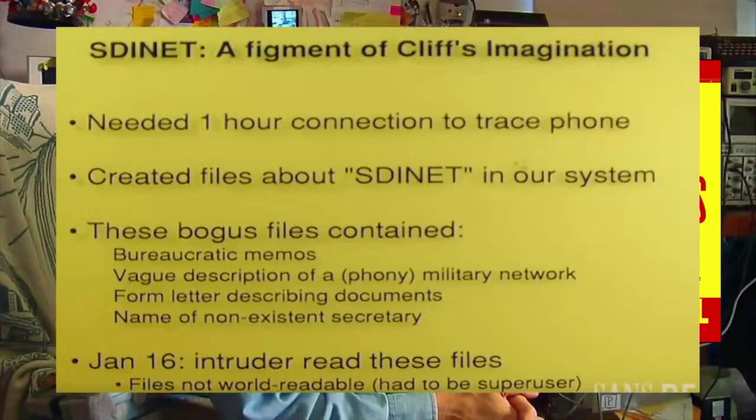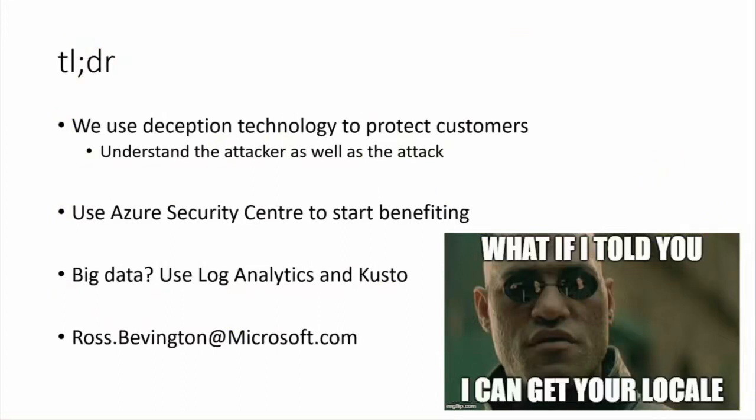If you're interested in more deception stuff, this is Cliff Stoll, and this is his book. And I really recommend that you read it. Cliff was doing this kind of deception stuff years and years and years before it was popular. So it's a really interesting book to read. So I'll leave you with this, to say that Microsoft is using deception technology to protect customers. Crucially, we want to understand the attack and the attacker, because if we can write detections for the attacker, well, that gives us loads of attacks.